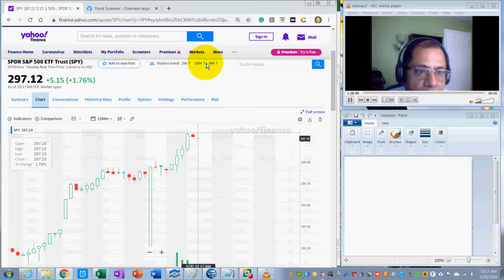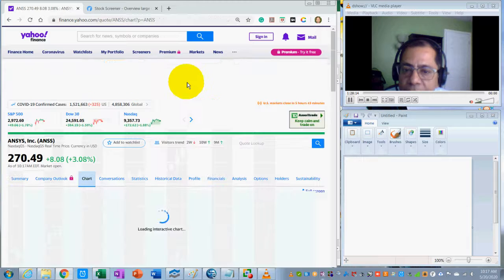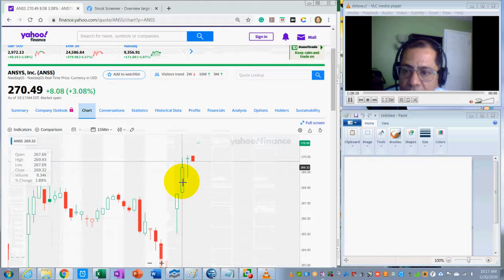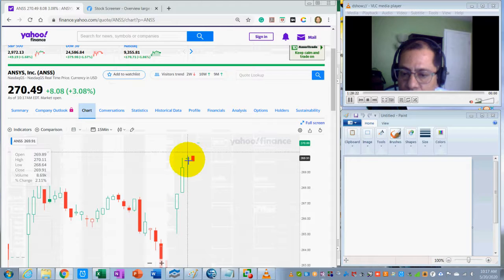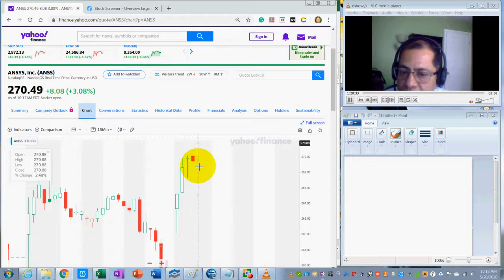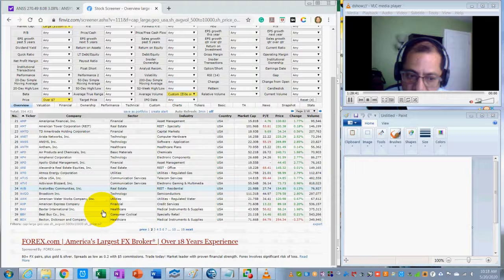ANSS is one thing which I wanted to see. ANSS, as I say that it is taking a U-turn. So let's see if these stocks are also taking a U-turn or not. You see that it took a bull till here and now it started taking a U-turn. Here the closing price was 269.91. Here the closing price is 269.70. You see it already started taking a U-turn. So the point is most of the stocks will go with the market.